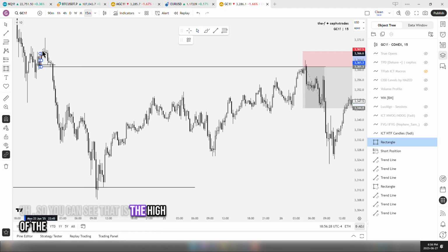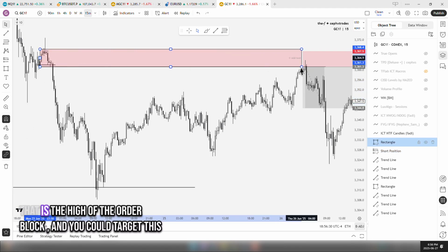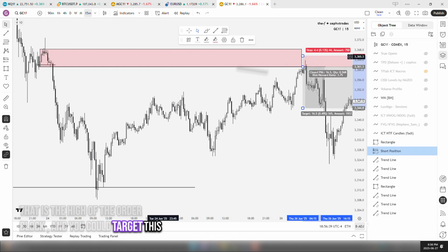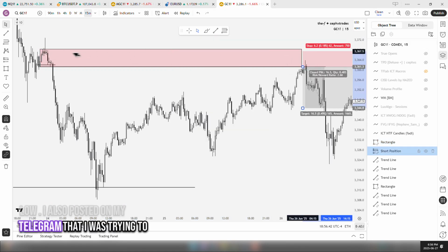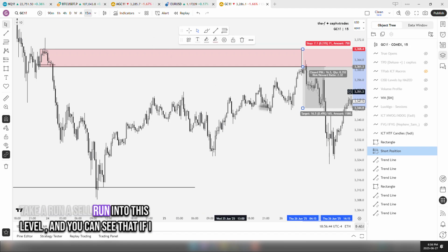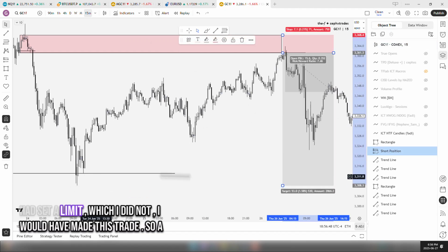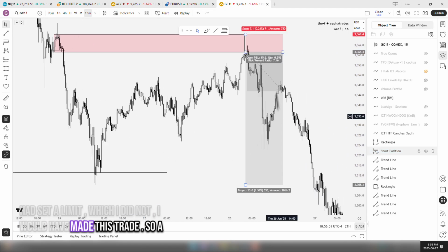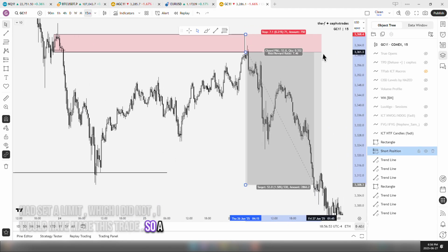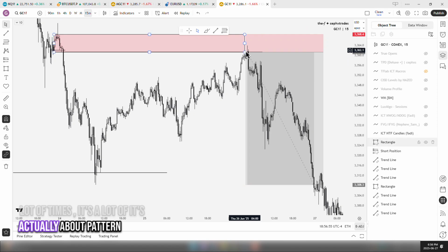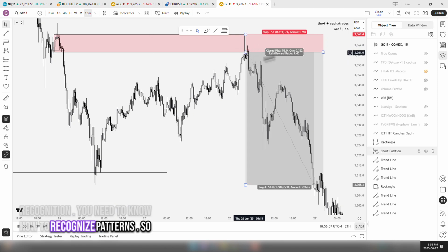So you can see that is the high of the order block, and you could target this low. I also posted on my Telegram that I was trying to take a sell run into this level, and you can see that if I had set a limit, which I did not, I would have made this trade. So a lot of times it's actually about pattern recognition. You need to know how to recognize patterns.